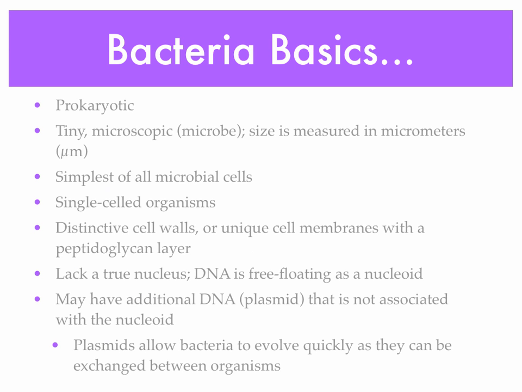They do not have a nucleus, as we know, and their DNA is free-floating, and it's referred to as this thing called a nucleoid. Bacteria may also have additional DNA known as plasmids that are not associated with the nucleoid, and these plasmids actually give bacteria their ability to evolve really quickly because they can exchange these plasmids with other bacteria of the same species. Kind of sexual reproduction, if you would.